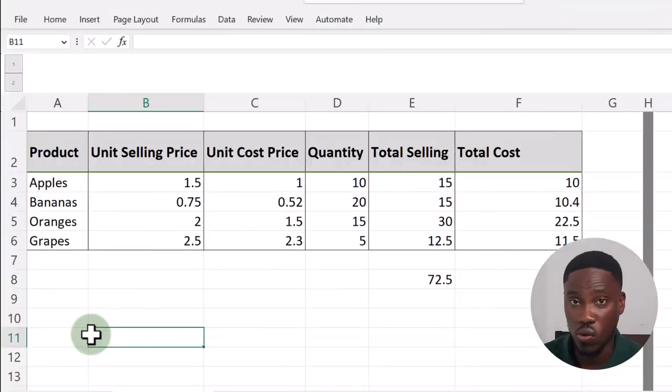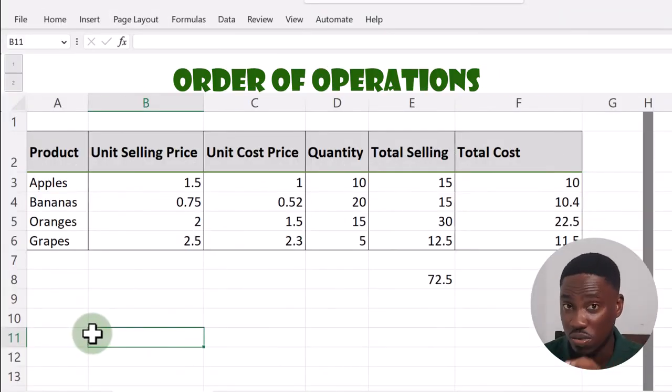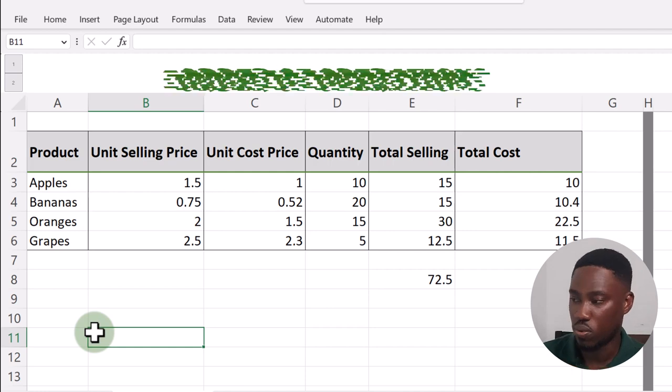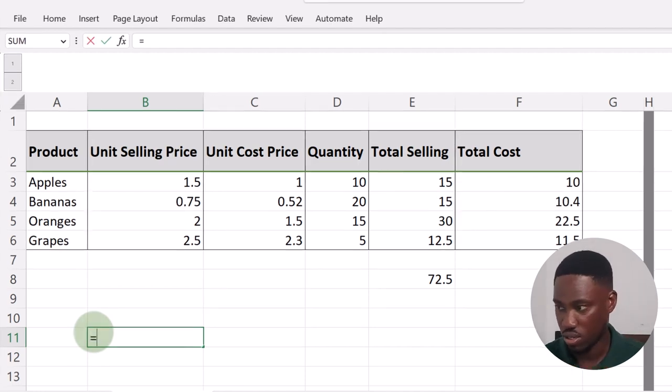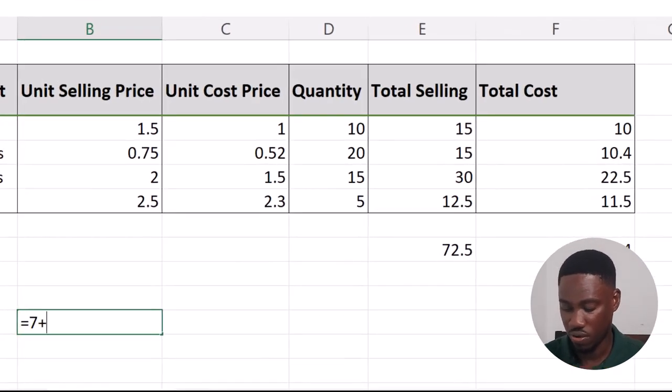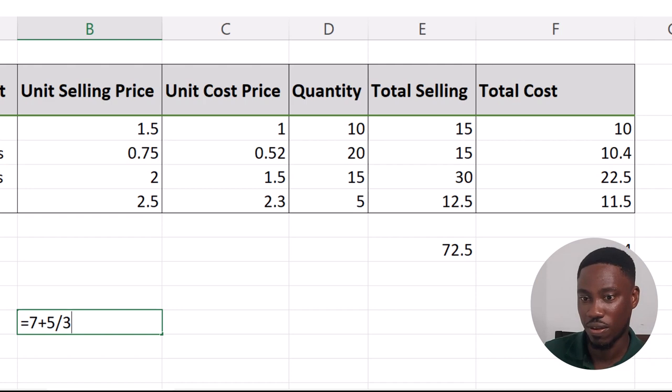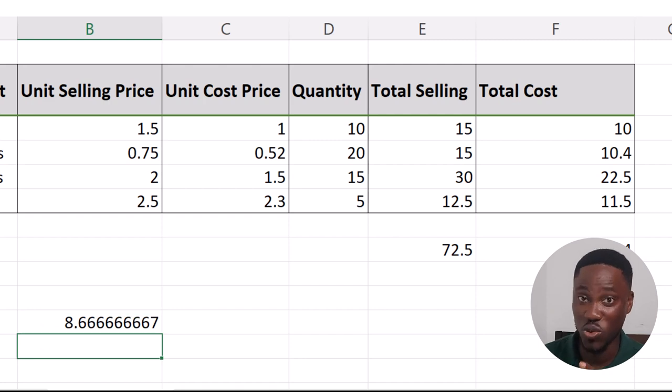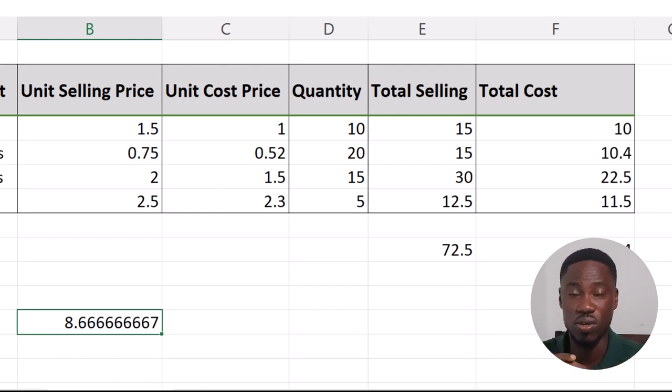Now I'm going to touch on the order of operations in Excel, and this is extremely important. So for example, if I did 7 plus 5 divided by 3, you might get 4, because if you are looking at the calculation from left to right, then it is 7 plus 5, which is 12, over 3, which is 4. But unfortunately, you don't get that. You get 8.667.